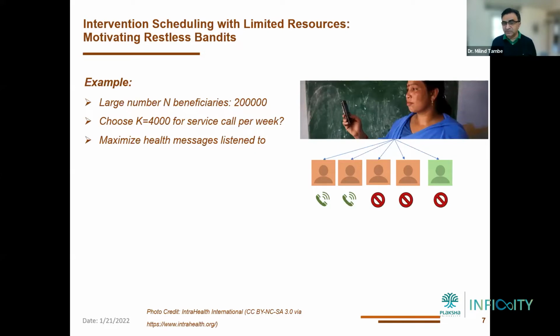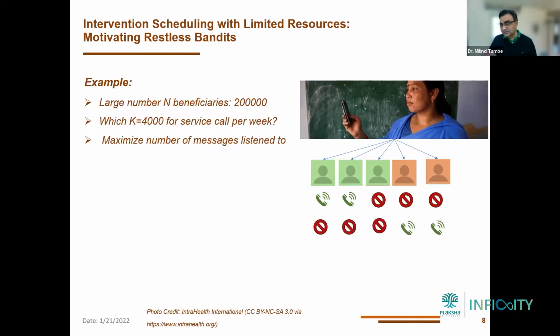Supposing she calls the first two, this turns out to be a good choice because they were red, they turned to green. That is, they started listening to the Mitra messages this week. A third mother also turned green. Now she has to decide, the remaining two are still red this week. So next week when she decides, she has to decide which two mothers to call.